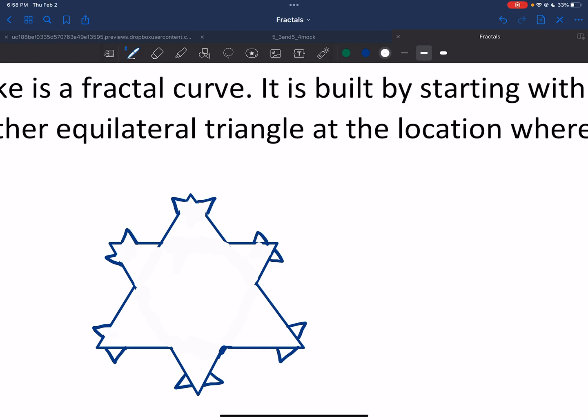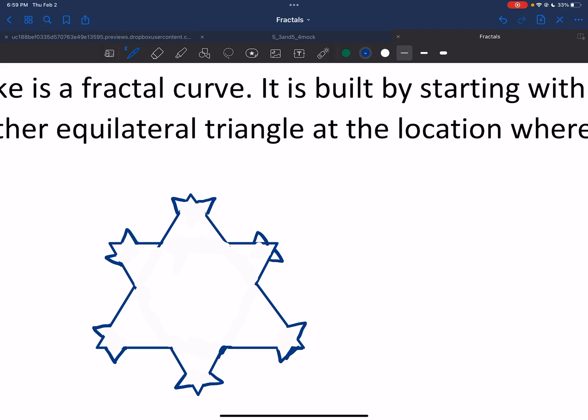And I want to encourage you on this one also to go ahead and look up this type of snowflake, because they actually have videos of it being built and then the lines going away. And it's quite interesting how things go together. So this should be more like that.